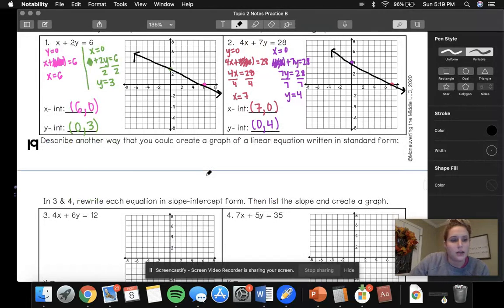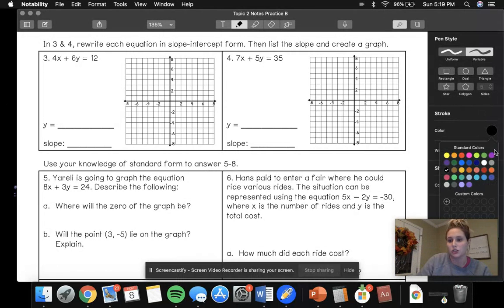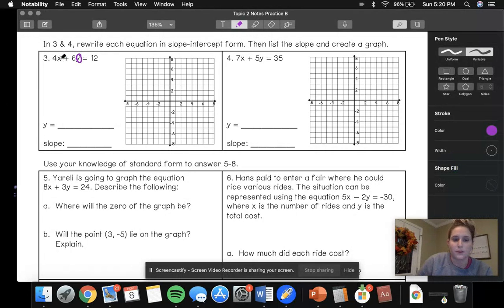All right, let's go ahead and go to page 20. In 3 and 4, we write each equation in slope-intercept form, then list the slope and create a graph. So this is just saying, hey, you can convert equations in standard form into slope-intercept form, and the way we do that is just to solve for y. If I need to get y by itself, I need to first remove the 4x, so I'm going to subtract the 4x.